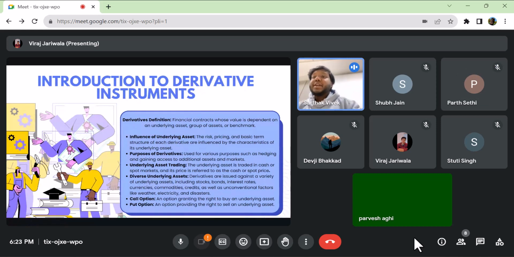Yes, sir. So basically, I'll tell you about what derivative instruments are and how derivative structuring works. The first thing is that a derivative is a financial contract whose value is dependent on an underlying asset.